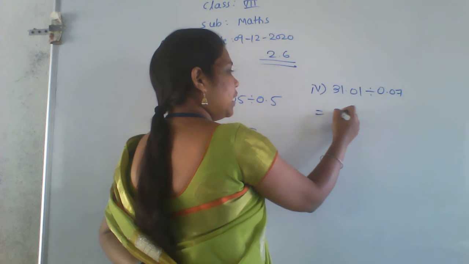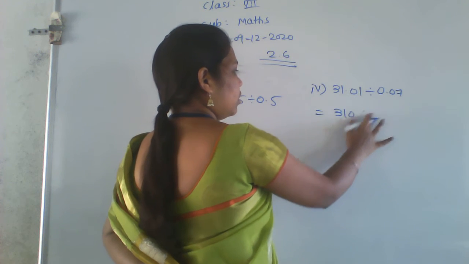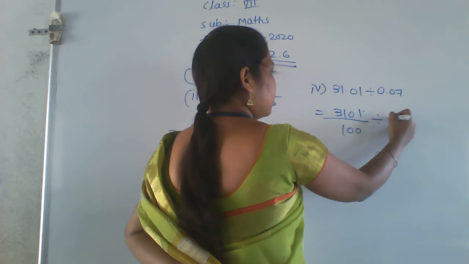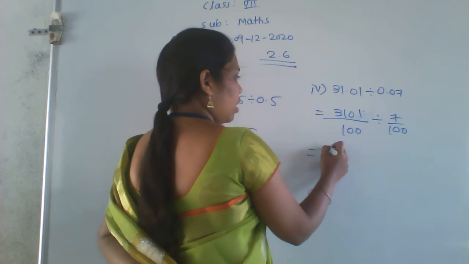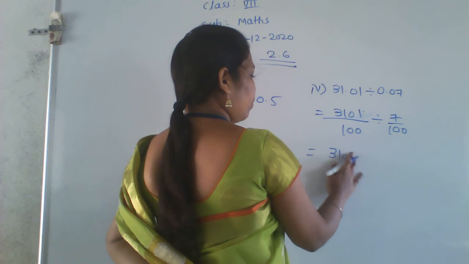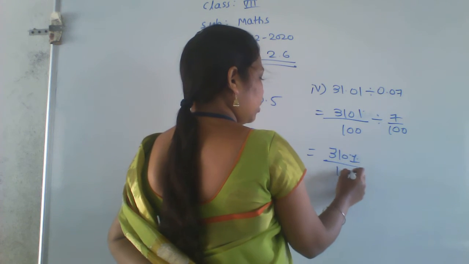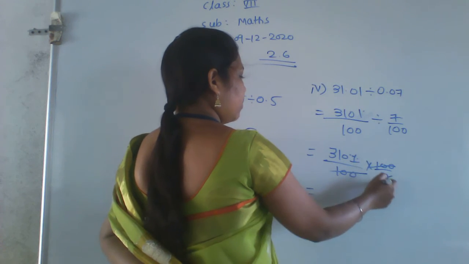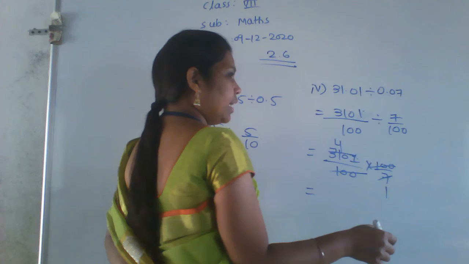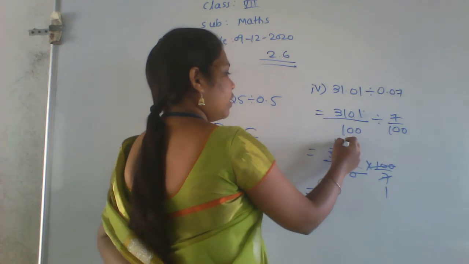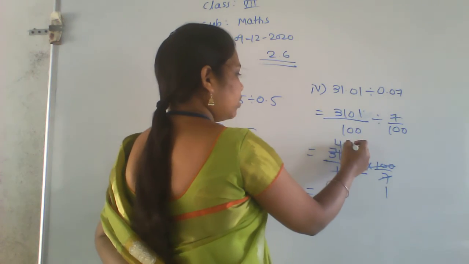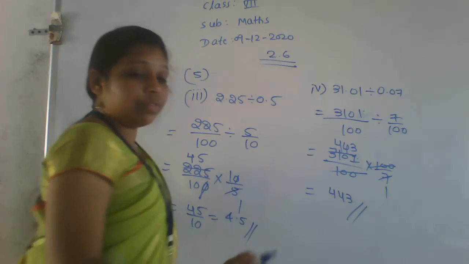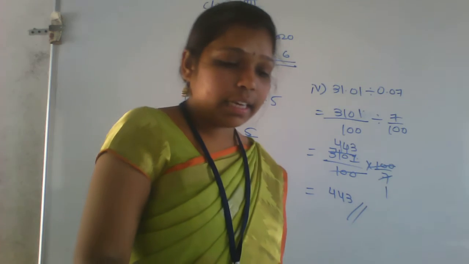So here 3101 divided by 100, divided by 7 by 100. Now 3101 is divided by 3 into 100 by 7. These will cancel. 7 ones are 7, 7 fours are 28, 3 left. 7 fours are 28 again, 2 left. 7 threes are 21. The answer is 443.